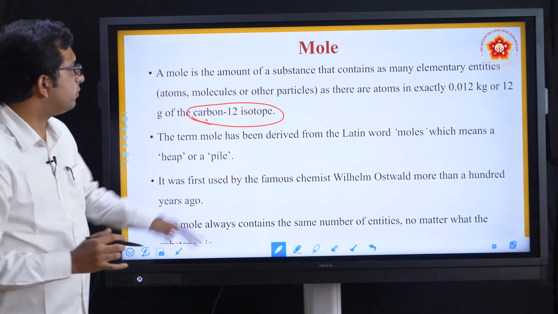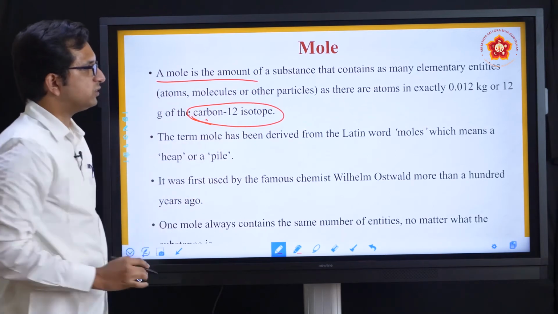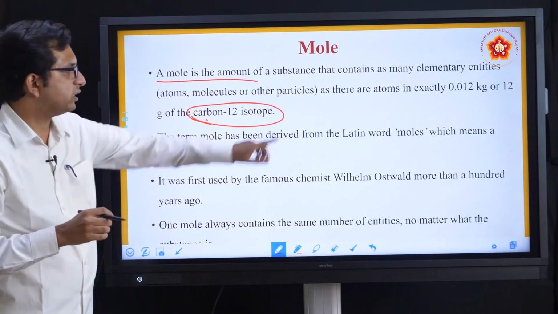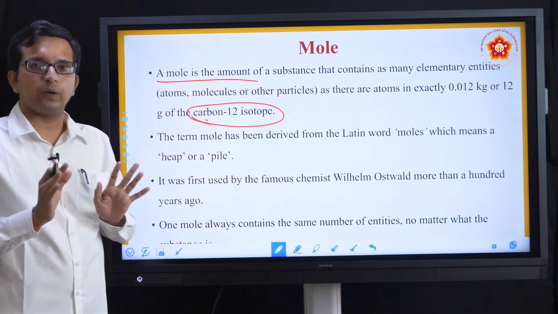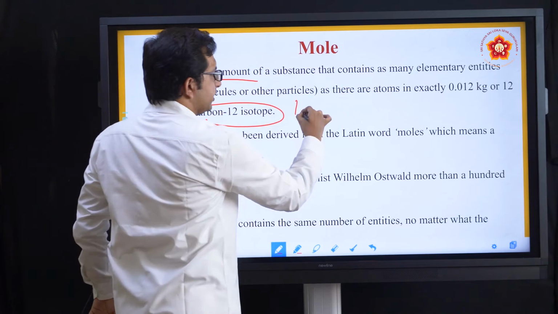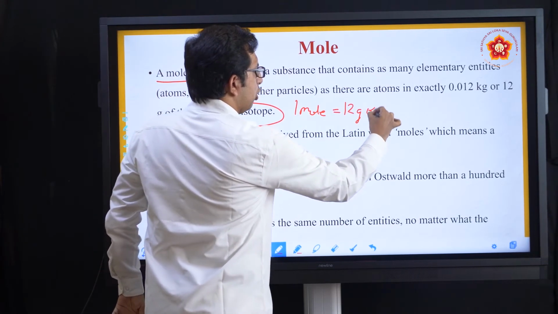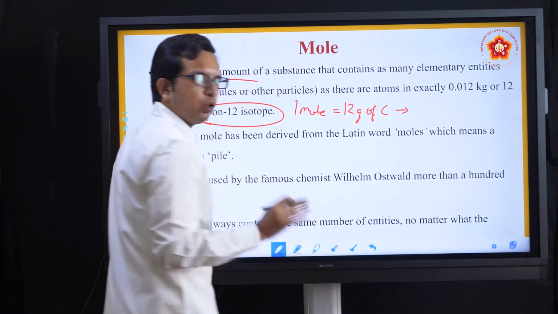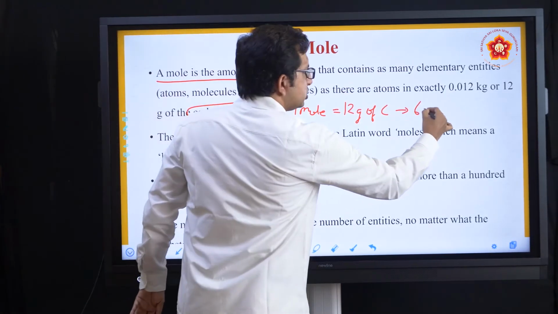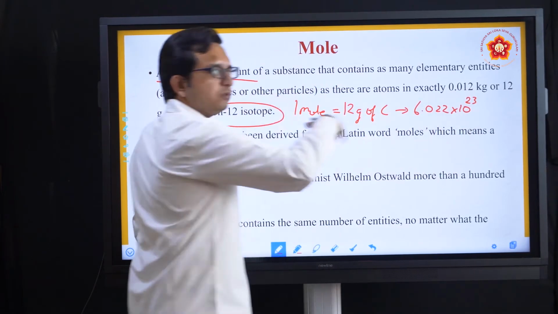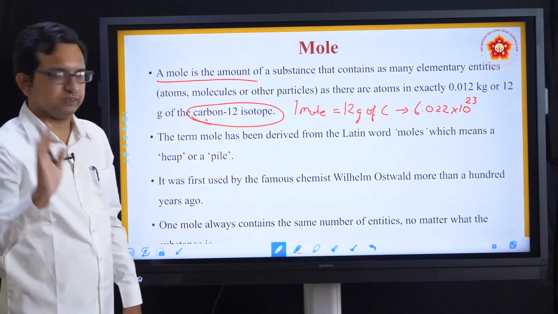So what does the statement mean? A mole is the amount of a substance that will have so many atoms or molecules in exactly 12 gram of carbon, which indicates that I can write it: 1 mole is equal to 12 gram of carbon, which is also equivalent to 6.022 × 10^23 atoms or molecules or any particles.